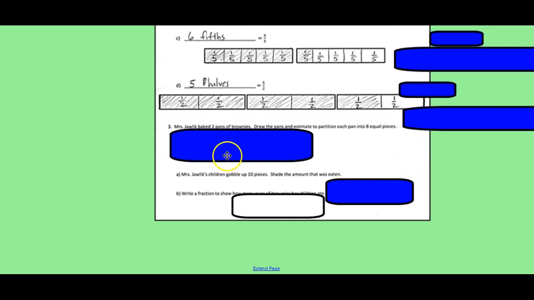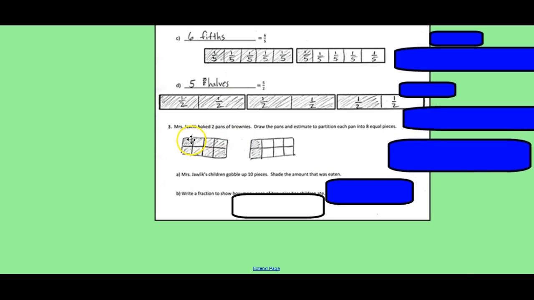Then moving on to number 3, it says Mrs. Jollick baked 2 pans of brownies. Draw the pans and estimate to partition each pan into 8 equal pieces. So we're going to have 2 rectangles here, and both rectangles are going to have 8 parts because each pan of brownies had 8 equal pieces. So make sure you're drawing that on your paper.